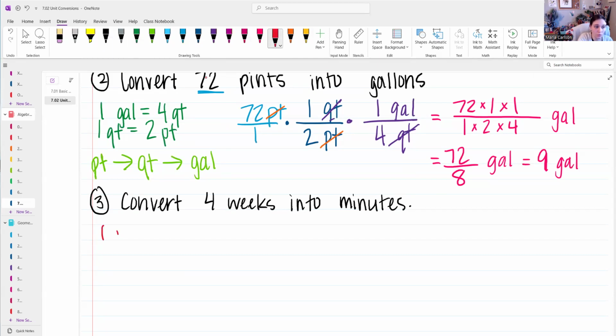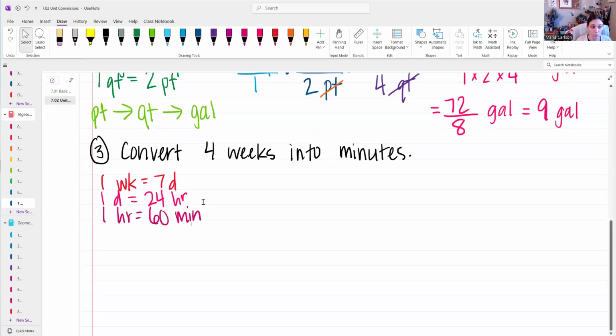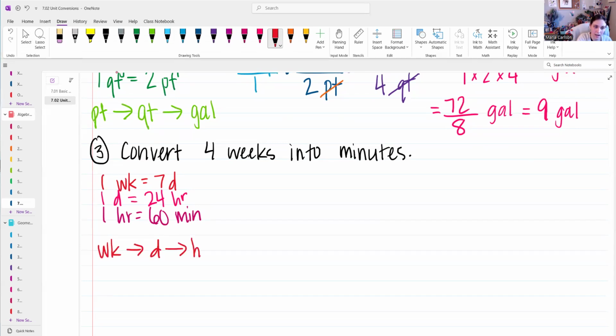I know in 1 week, we have 7 days. In 1 day, just working my way down to the next smaller unit of time, that would be 24 hours in 1 day. In 1 hour, we have 60 minutes. So the way this is going to work here, if we're starting with weeks, I'm going to convert weeks to days. I'm going to convert days to hours and hours to minutes.